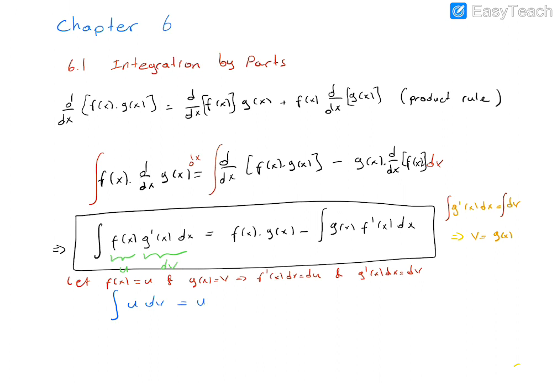In the future, first we find g prime dx as dv, and we calculate g of x, but we never write the constant term c because of this reason. So f of x is u, g of x is v, so u times v minus integral g of x is v, f prime dx is du, so this is du. So we will use this formula instead of that formula.